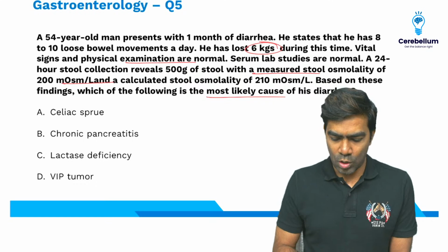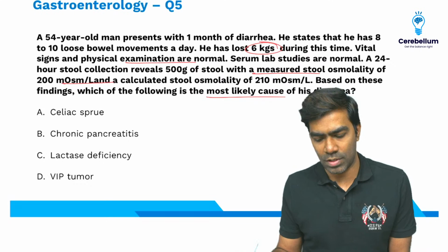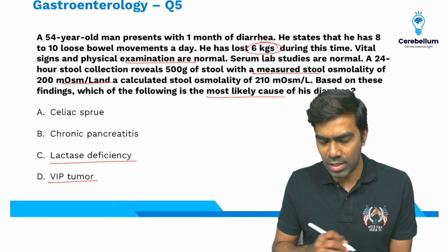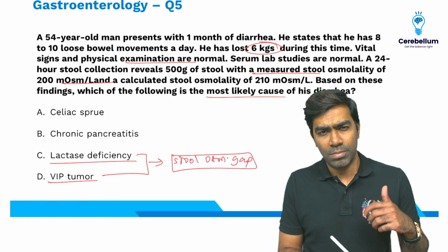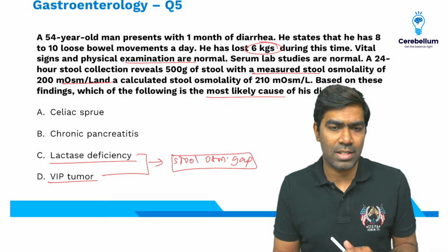Okay, technically celiac sprue and chronic pancreatitis should have caused a fatty diarrhea. So that's totally different. This is not the case. Here the real difference and confusion is between lactase deficiency and VIP tumor. This can be easily differentiated by looking at the stool osmolal gap. So what is the ideal stool osmolal gap, which will tell you whether it is lactase deficiency or VIP tumor?